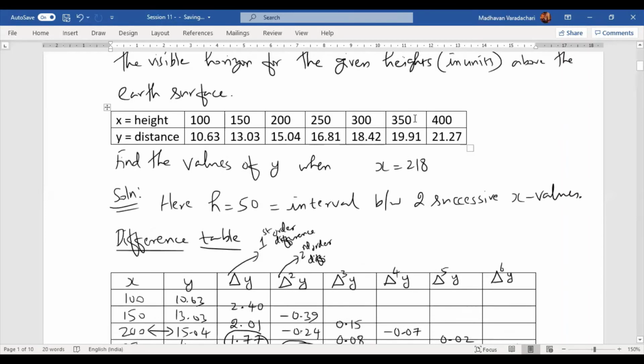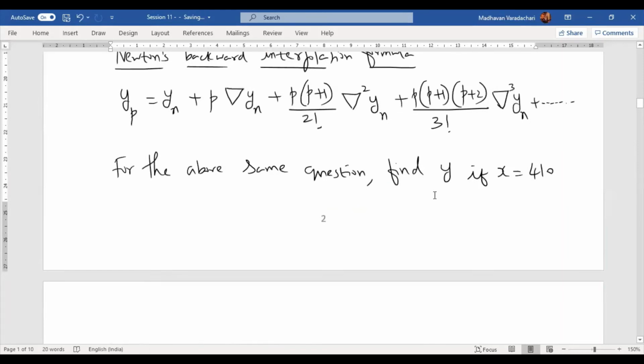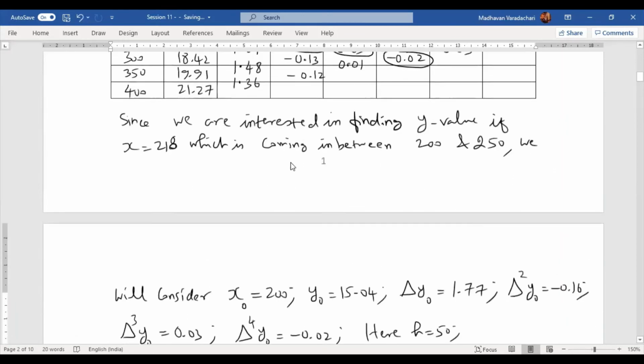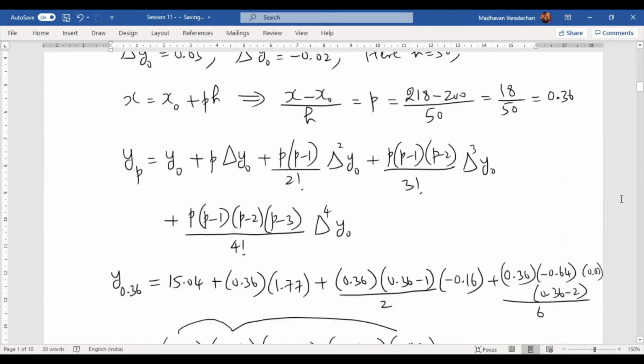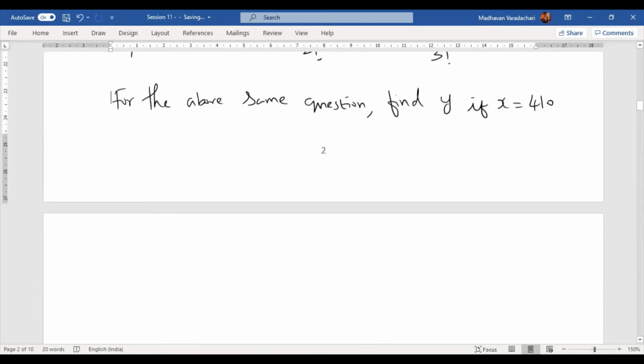Now we are using the same data, but we are going to find y if x is equal to 410. If you look into this 410, actually in this data, 410 comes at the end of the table, whereas 218 comes in the beginning, because it is in between 200 and 250. So that's the reason we used a forward formula. Now for 410 we will be using the backward formula. So let's see how we do it. The difference table will be the same.